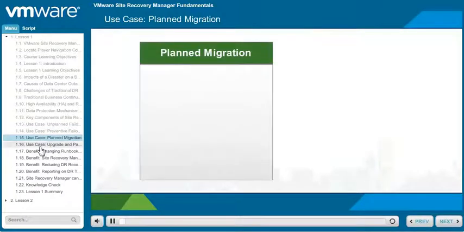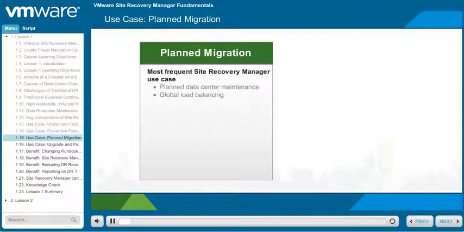The next use case is planned migration. This scenario covers planned movement of virtual machines between data centers, such as data center migrations, data center consolidations, or global load balancing. Similarly to the planned failover scenario, the need to failover is known in advance. Site Recovery Manager has time to gracefully shut down each virtual machine at the protected site, perform one last replication so no data is lost, and then bring up each virtual machine in an application and data consistent state.